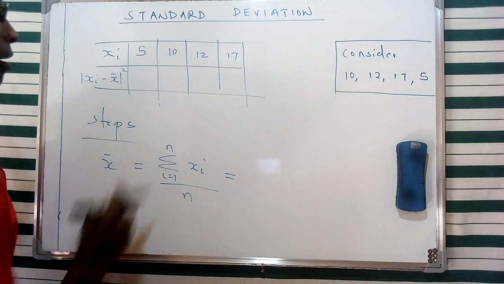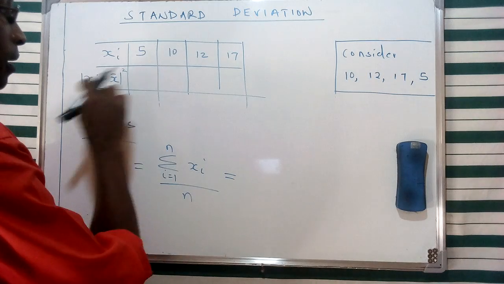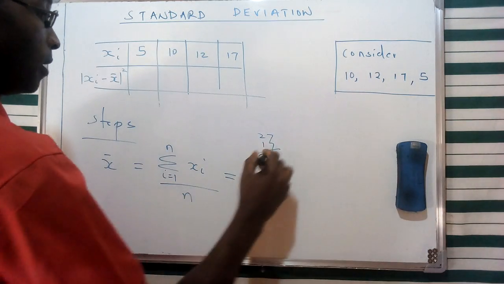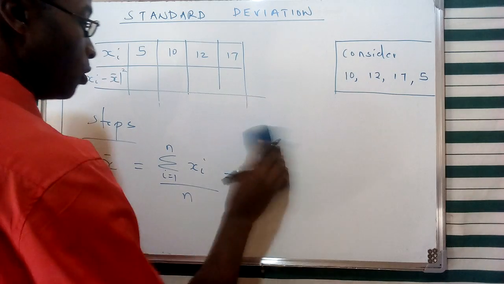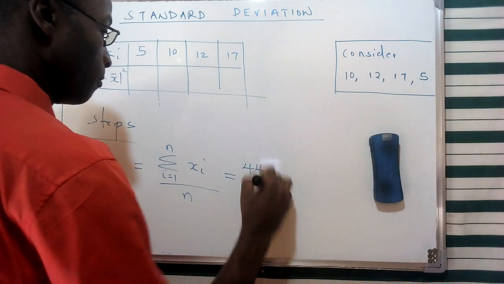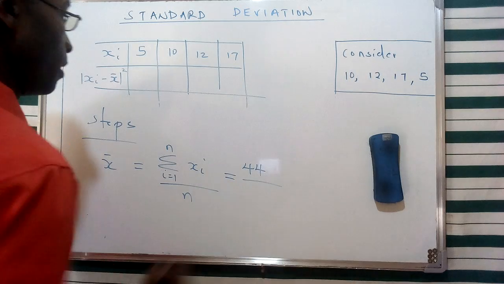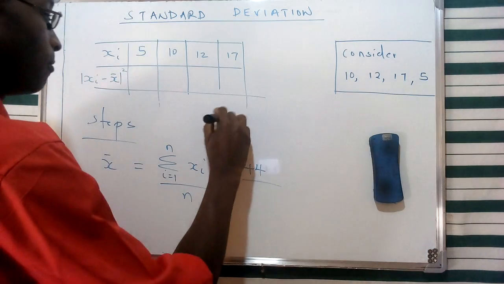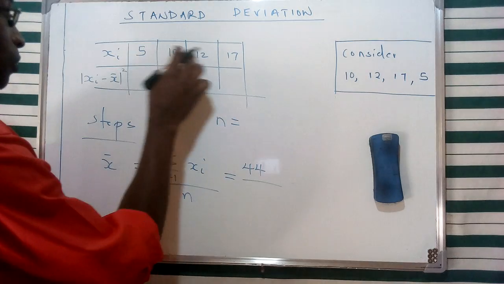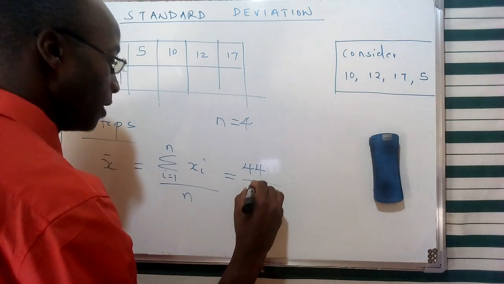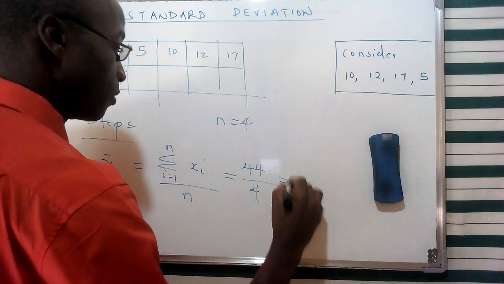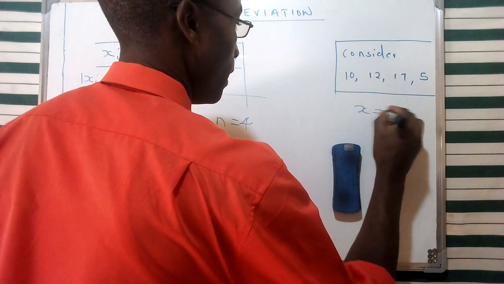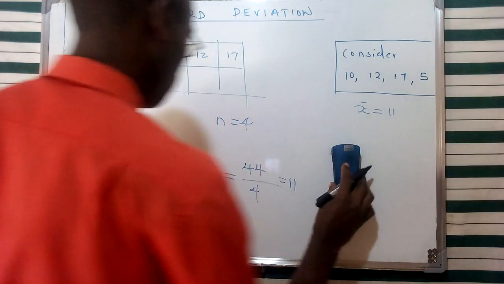The total of the values for this one is 5 plus 10 plus 12 plus 17, and that's going to be 44. And then we shall have this divided by the number of observations. So our value for n is equivalent to 1, 2, 3, 4. Therefore, 44 divided by 4 is going to give us the value of 11. So our mean is 11.